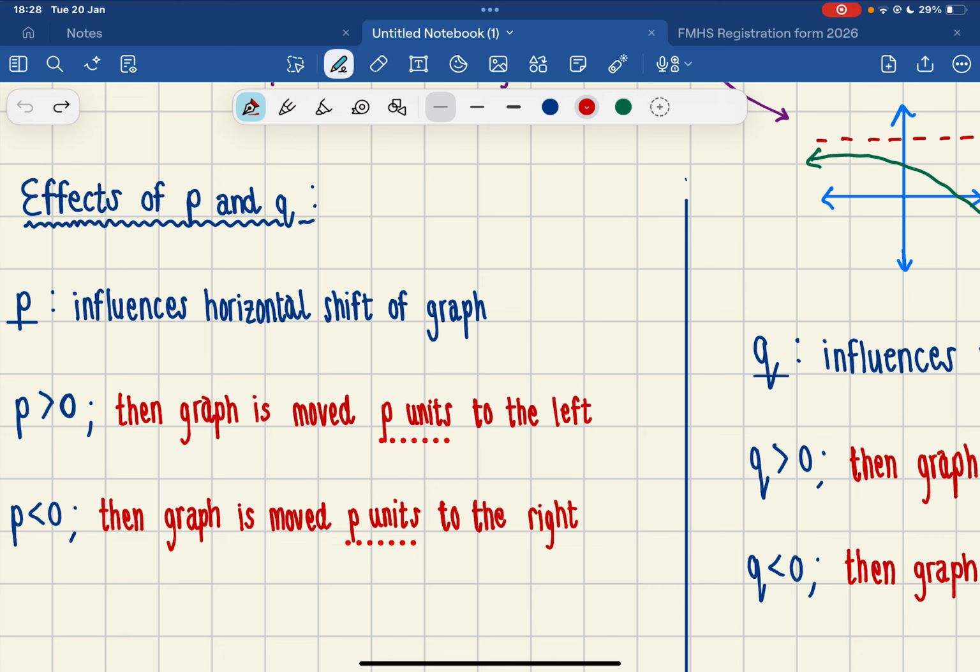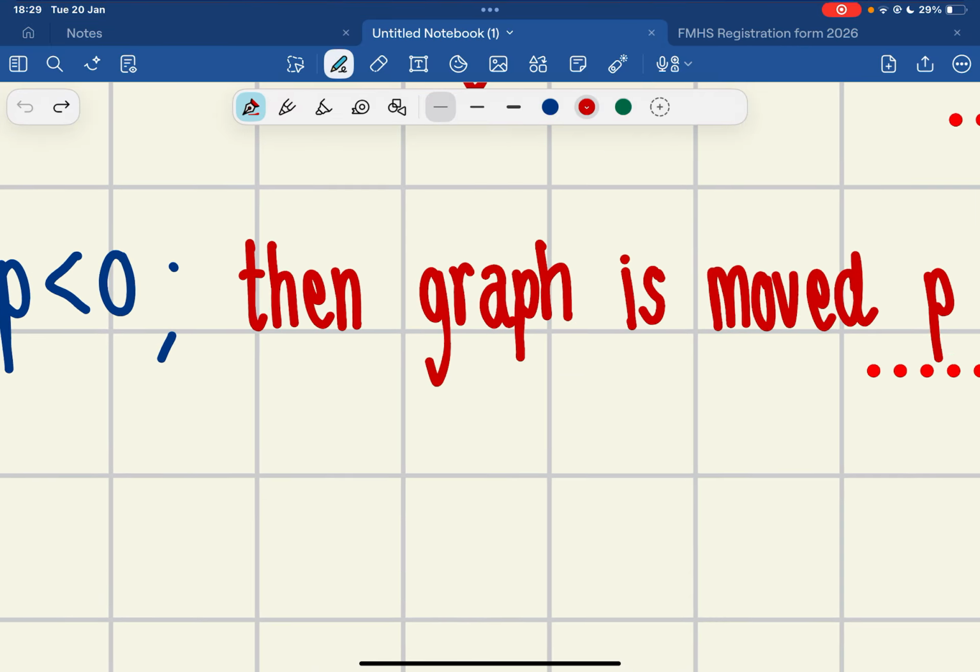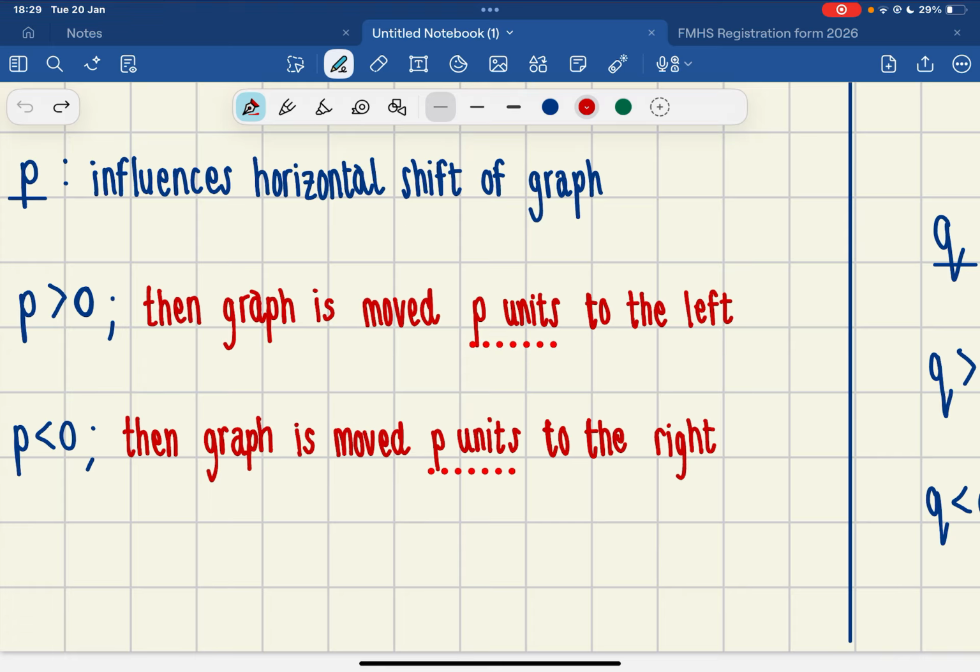If p is more than 0, p is positive, then the graph is moved p units to the left. So if p is 5, the graph has been shifted 5 units to the left. And if p is a negative number, then the graph has been moved p units to the right, apologies. So p is negative, we're moving to the right. p is positive, we're moving to the left. And we move p units.